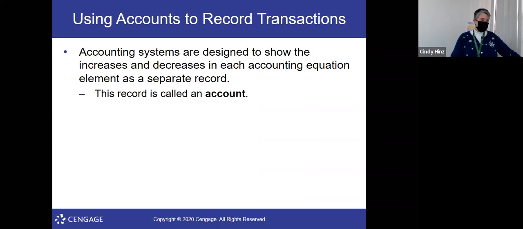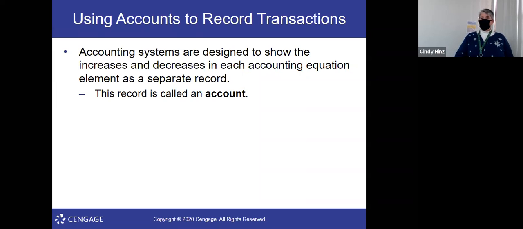What we are learning in this chapter is how does that happen? How does this information about a transaction get into our accounting records and affect our accounting equation? I had mentioned the term account, and we've talked about account titles in Chapter 1 as well. We've already learned some very normal, typical account titles such as cash, accounts receivable, accounts payable, common stock, retained earnings.